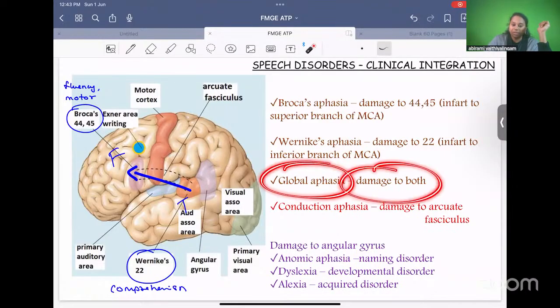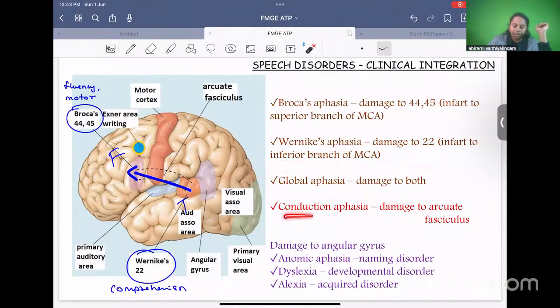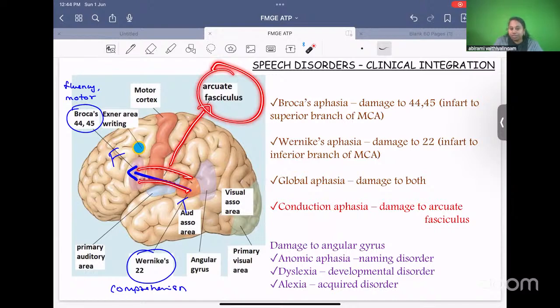Both are affected, global aphasia. Conduction aphasia, damage to arcuate fasciculus. What is arcuate fasciculus? The conducting bridge between Wernicke's and Broca's. If that conducting bridge is lost, conduction aphasia.